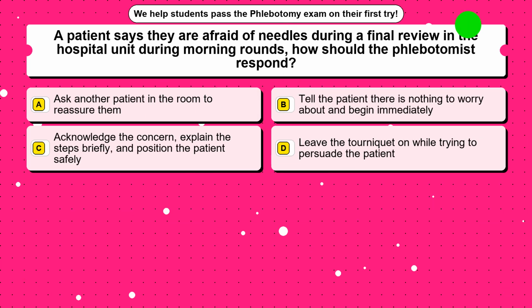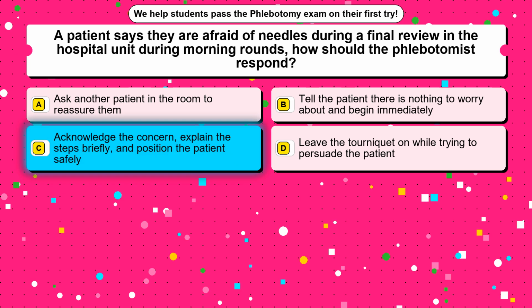Question 2. A patient says they are afraid of needles during a final review in the hospital unit during morning rounds. How should the phlebotomist respond? Option A. Ask another patient in the room to reassure them. Option B. Tell the patient there is nothing to worry about and begin immediately. Option C. Acknowledge the concern, explain the steps briefly, and position the patient safely. Option D. Leave the tourniquet on while trying to persuade the patient.